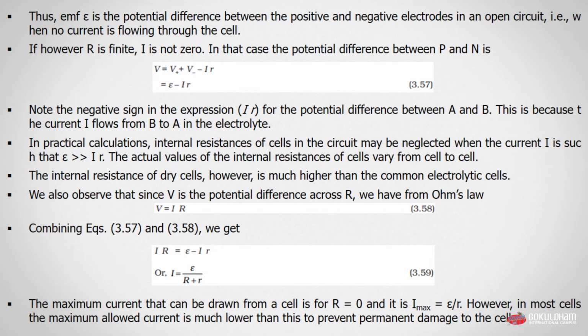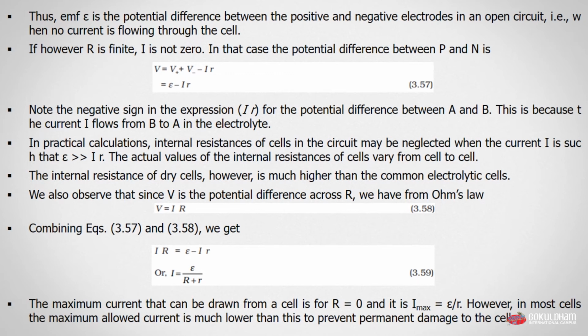Note the negative sign in the expression Ir for the potential difference between A and B. This is because the current I flows from B to A in the electrolyte, means the current is flowing from negative side to positive side, and hence we are using the negative sign in the expression Ir. In practical calculations, the internal resistance of the cell in the circuit may be neglected when the current I is such that epsilon is much greater than Ir. The actual values of internal resistance vary from cell to cell, means the internal resistance of each and every cell will be different from another. And the internal resistance of a dry cell, however, is much higher than the common electrolytic cells.